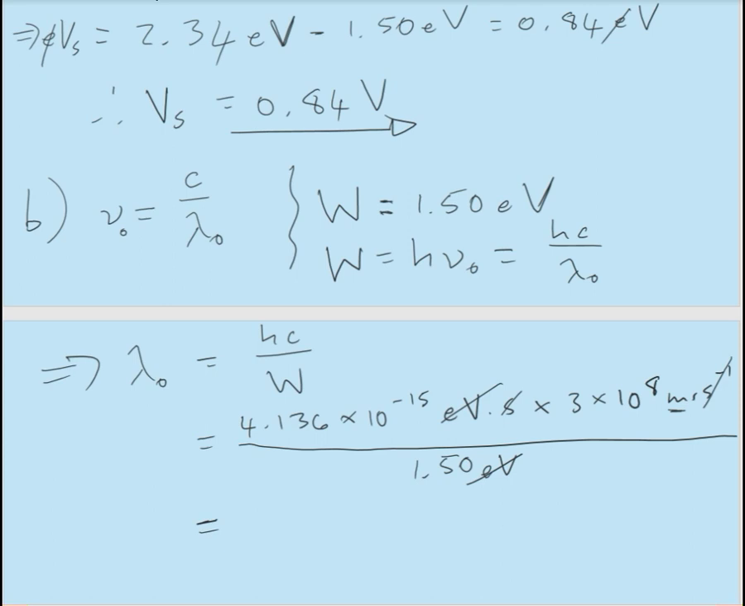So now we just need to use the calculator properly. 0 point and then 5 zeros, so 0 point 1, 2, 3, 4, 5, 1, 2, 4 meters. Now of course we don't like this, so we want to shift this comma, and we shift it 1, 2, 3, 4, 5, 6 times. So we end up with 1.24 times 10 to the minus 6 meters, or you can write it as 1.24 micrometers.